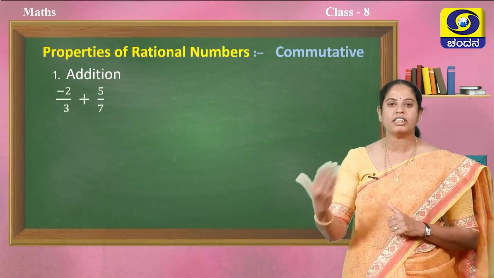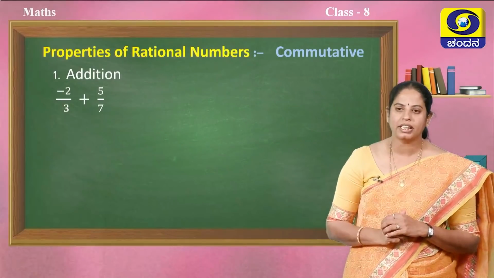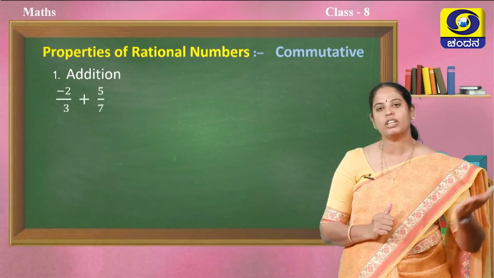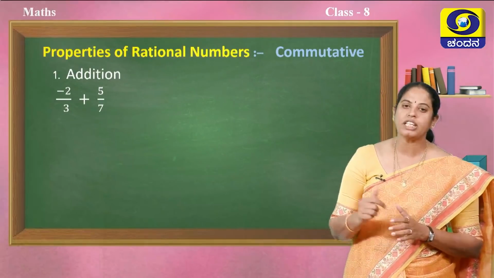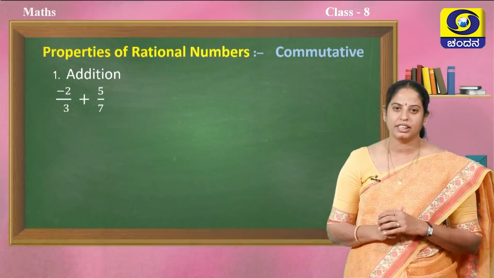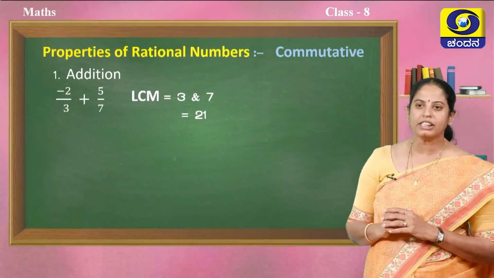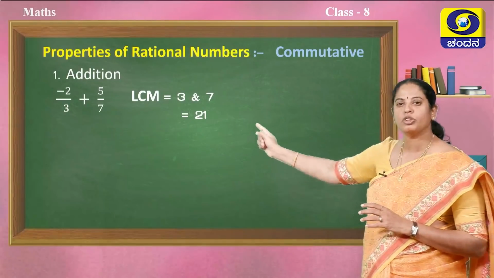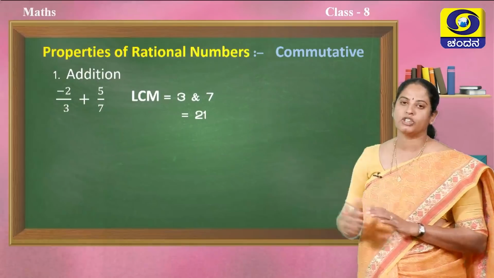Let us check with one more example. I am taking -2/3. It is in the form of p/q and it is a rational number, you know. I am adding 5/7 to this -2/3. Yes. So, you know the denominators are different. For that, I am taking the LCM to make the denominators the same. Here the LCM is 21.